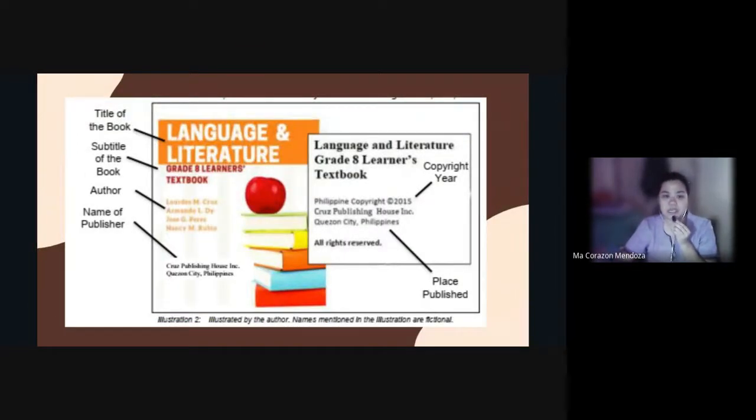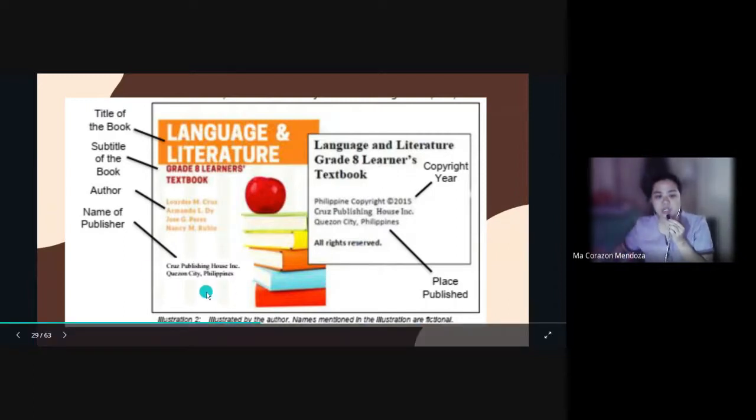Okay, so this is an example of a book. The title is Language and Literature. The subtitle is Grade 8 Learner's Textbook. The authors are Lourdes M. Cruz, Armando L. D., Jose G. Perez, and Nancy M. Rubio. Name of publisher, Cruz Publishing House Incorporated. And then the place published here is Quezon City, Philippines.